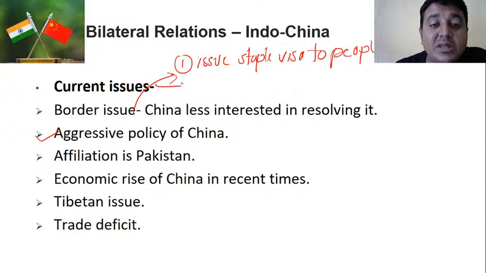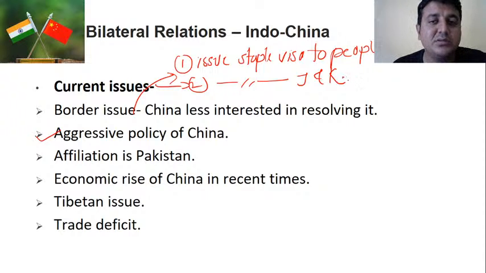Along with that, we have references to it. There is one more example: they issue stapled visas to persons from J&K. Don't you think so? It is not a good thing for better relations between India and China, because China knew this. India considers Jammu and Kashmir its integral part. How can you consider it a part of Pakistan? So why is the stapled visa there? It is one example of China's aggressive policy.